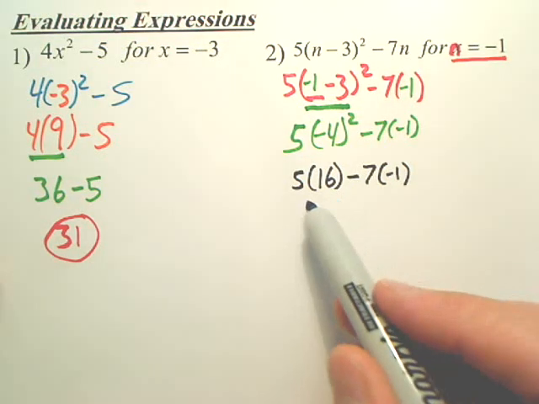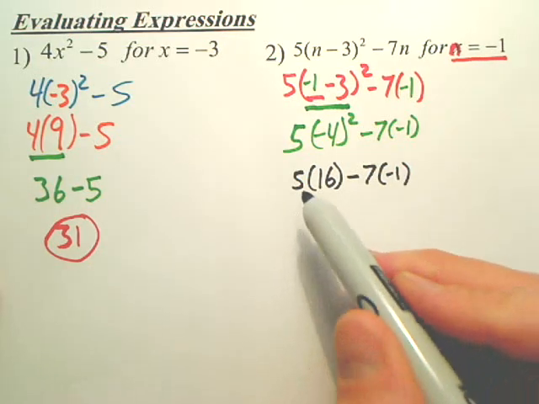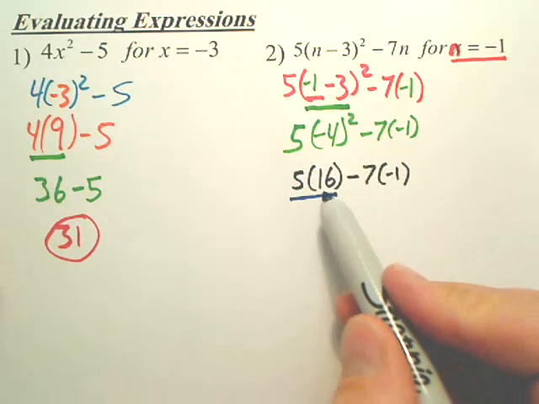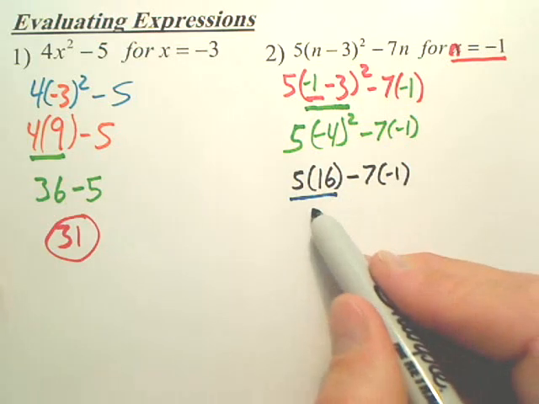Now, no more parentheses or exponents. So we multiply, divide left to right. So we start with this one. Now that might be a little tough to do, but think of it, I have 16 nickels. 16 nickels is 80 cents.